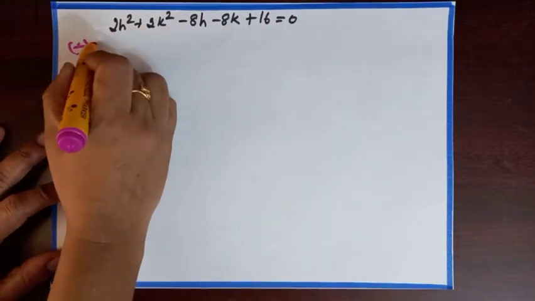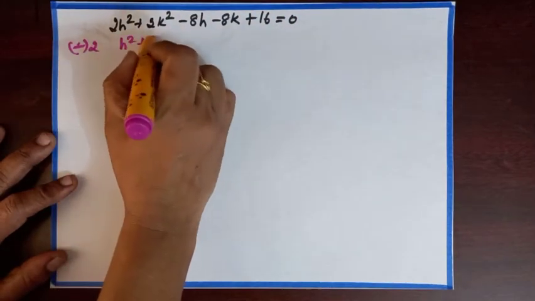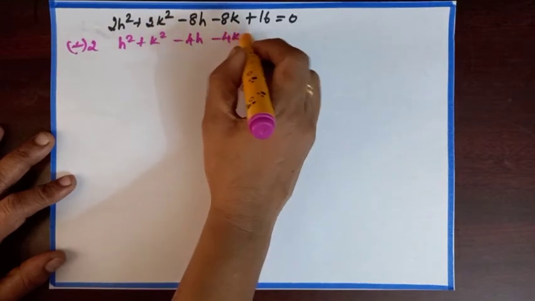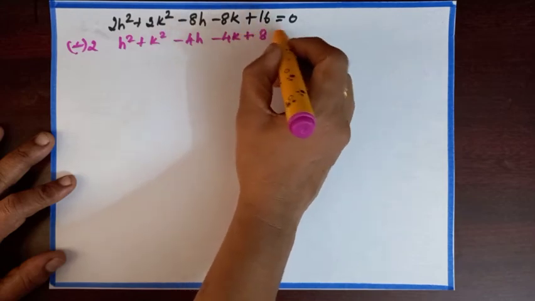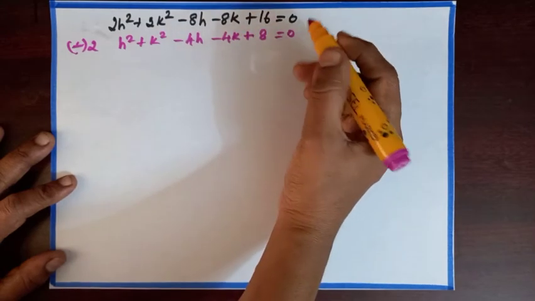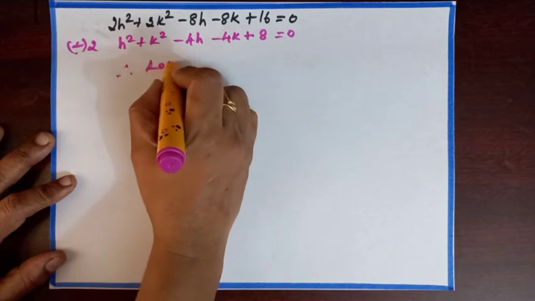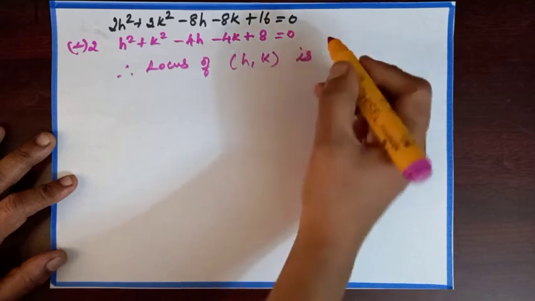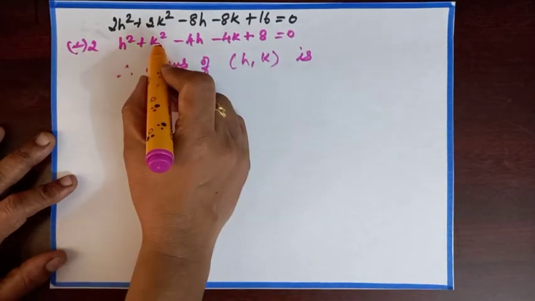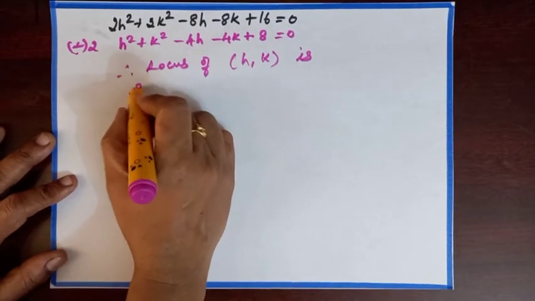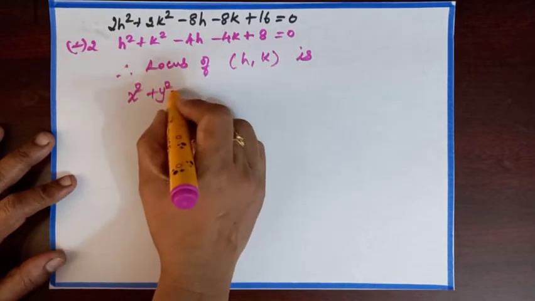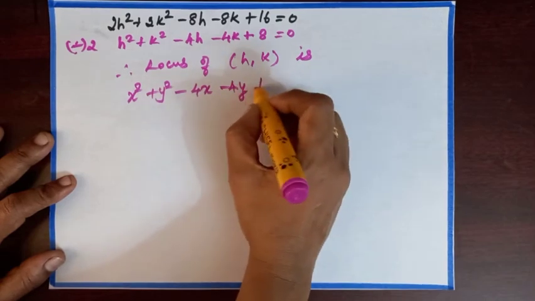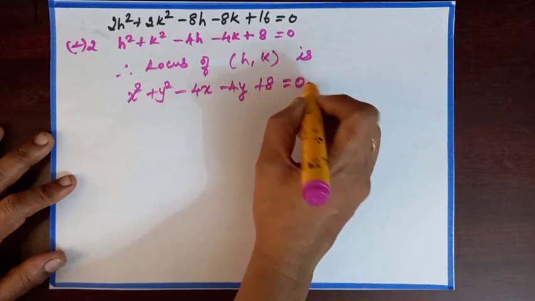Divide this by 2. Then we get h square plus k square minus 4h minus 4k plus 8 equal to 0. Therefore, the locus of (h, k) is, replacing h by x and k by y, x square plus y square minus 4x minus 4y plus 8 equal to 0.